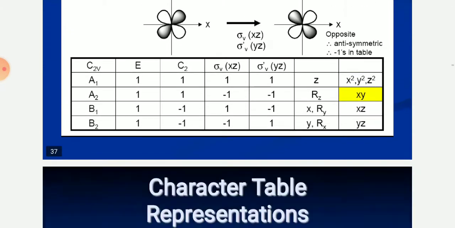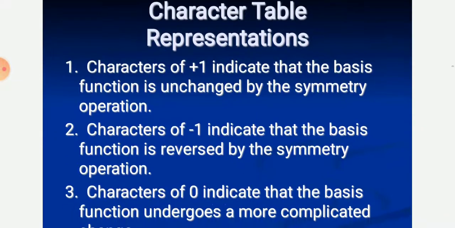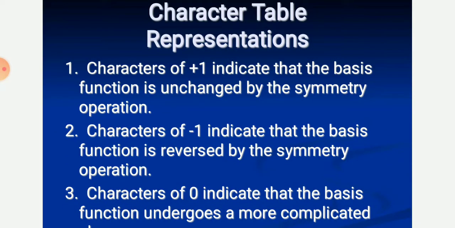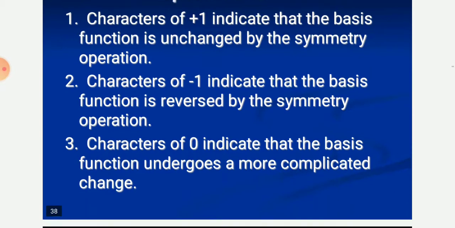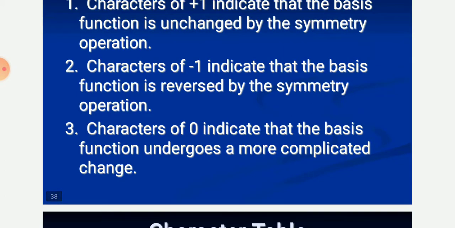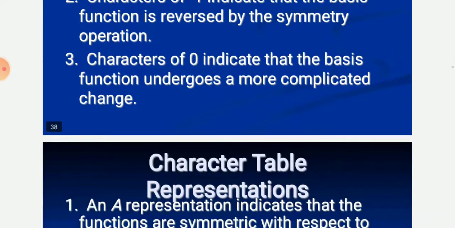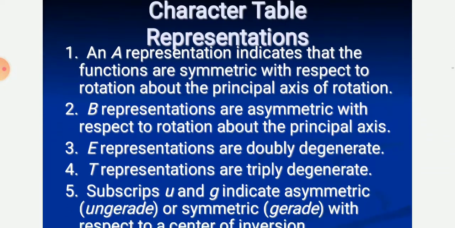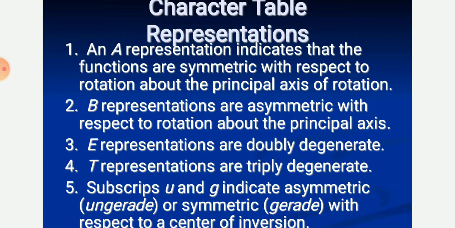d orbital. Okay, so next is the character table representation. The character of +1 indicates that the basis function is unchanged by the symmetry operation, and the character of -1 indicates that the basis function is reversed by the symmetry operation, and the character of 0 indicates that the basis function undergoes a more complex change.